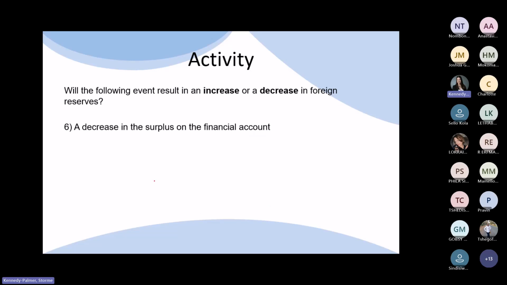A decrease in the surplus on the financial account, would that lead to an increase or decrease in foreign reserves? Decrease. Yeah, it's going to be a decrease, because the financial account is where we record our financial flows.